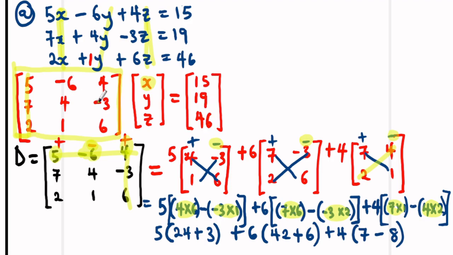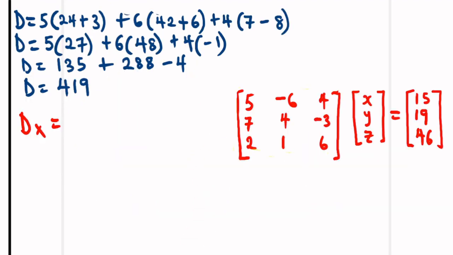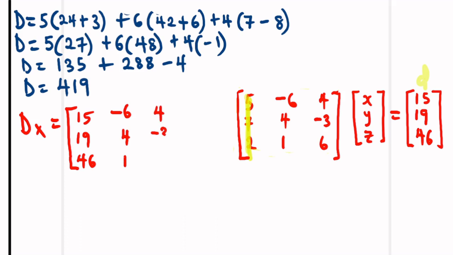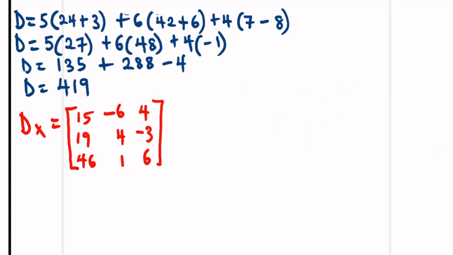Then we'll have our y and z remaining as they are. So now let's have them here. I'm bringing it here so it will be very easy for us to work with. Remember, we are replacing this with the values of d. So our matrix here becomes 15, 19, 46, and then the x and y remain as they are. So minus 6, 4, 1, then 4, minus 3, 6. So we have to look for the determinant of this value.